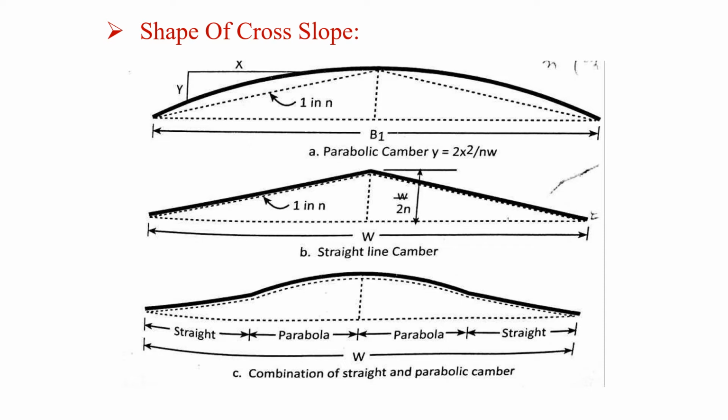And third is the combination of straight line and parabolic camber. In this case, straight lines are provided near the edges and a parabolic shape is given at the center. It is sometimes preferred as it combines the advantages of parabolic camber and straight line camber.